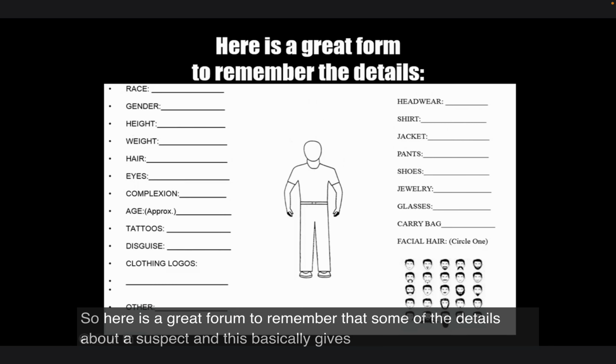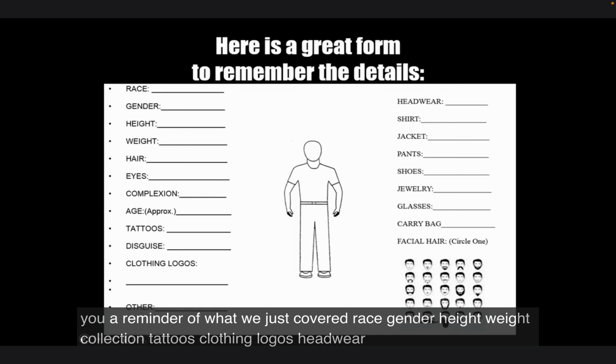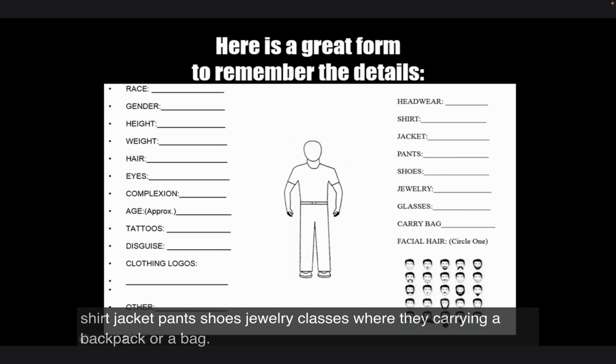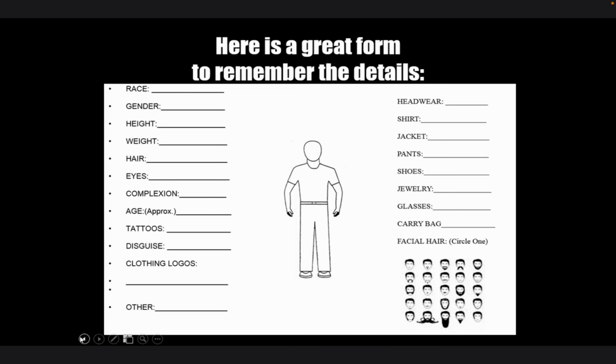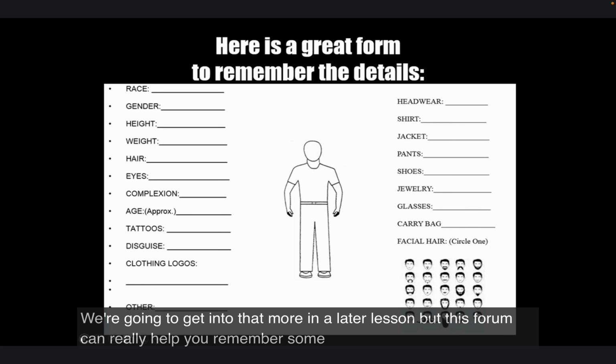So here's a great form to remember some of the details about a suspect. And this basically gives you a reminder of what we just covered: race, gender, height, weight, complexion, tattoos, clothing logos, headwear, shirt, jacket, pants, shoes, jewelry, glasses. Were they carrying a backpack or a bag? Facial hair. This is an interesting little guide there, a visual guide. We're going to get into that more in a later lesson. But this form can really help you remember some of the details.